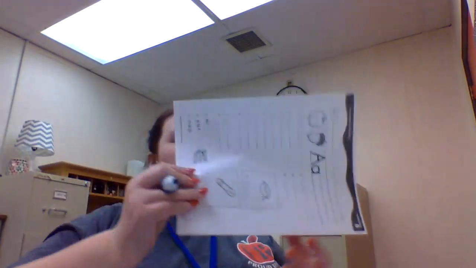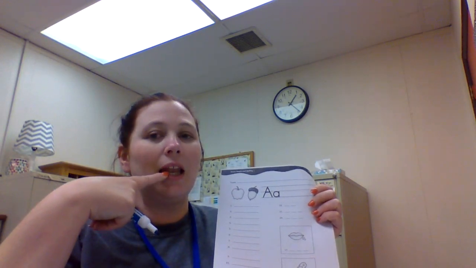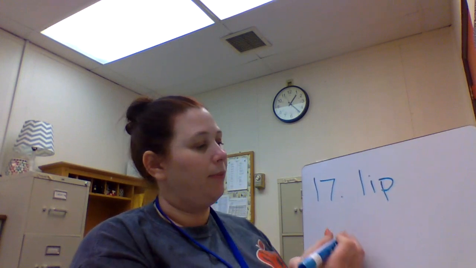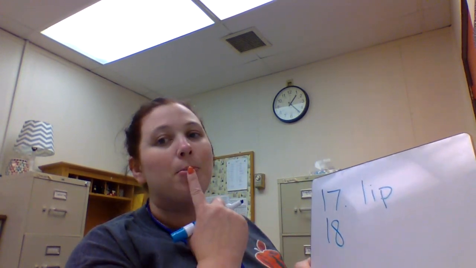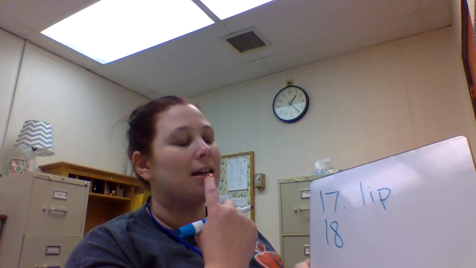All right, on number 17 and number 18, we're going to look at those pictures and see what they're pictures of. What's that first one pointing to? It's our lip. L-ip. Write down those letters for number 17. Lip. Number 18, that's a pin. P-in.